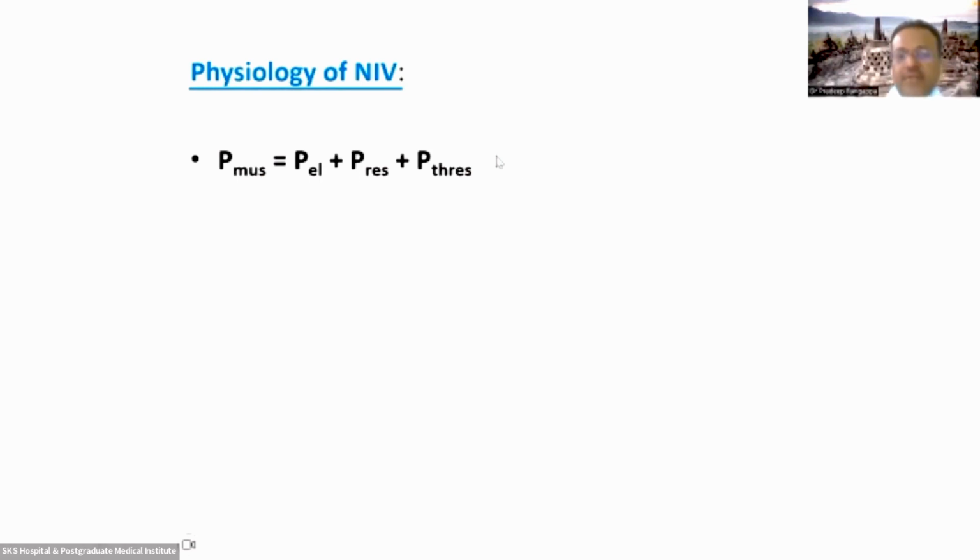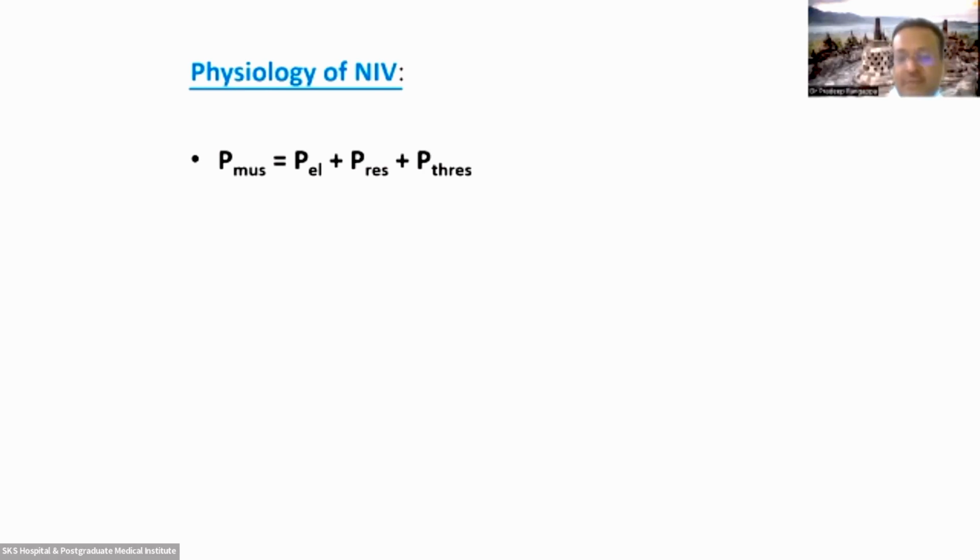For good ventilation to happen, these pressures have to be overcome. For any ventilation, one has to overcome the elastic pressure present in the lung due to elastic recoil, and there is a resistive pressure, and there is this baseline pressure, which is called the threshold pressure.